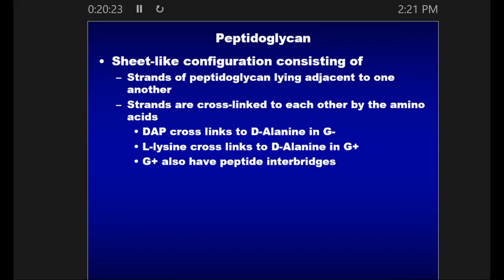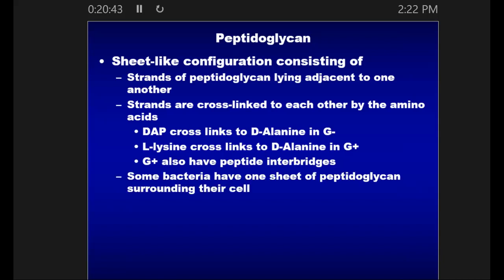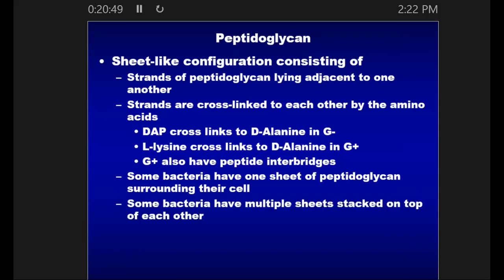Now, they've discovered that gram-positive has some extra stuff in this region. And so they'll call them peptide interbridges. They have interbridges, and I'll show you a picture of that. So it's a little bit extra amino acids that get stuck in there. I'll show you. So again, maybe you're just going to have one sheet of peptidoglycan, like gram-negatives tend to have just that, but some like gram-positives, they have multiple layers, multiple sheets stacked up.